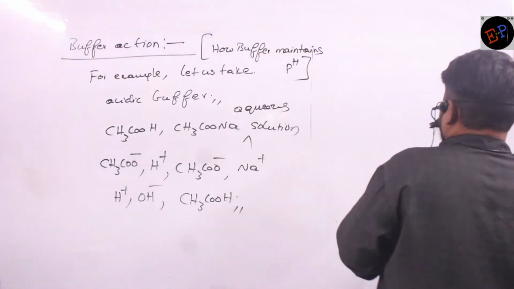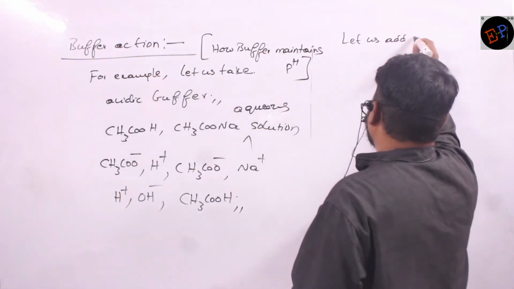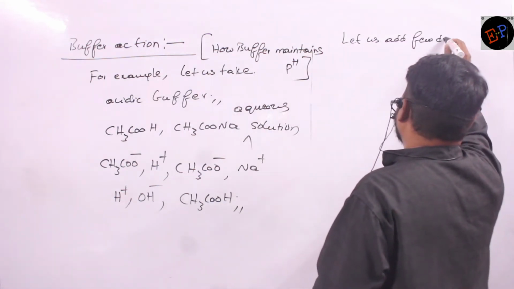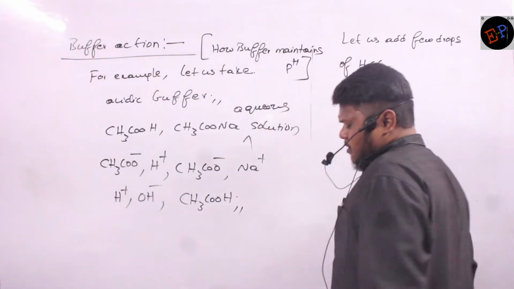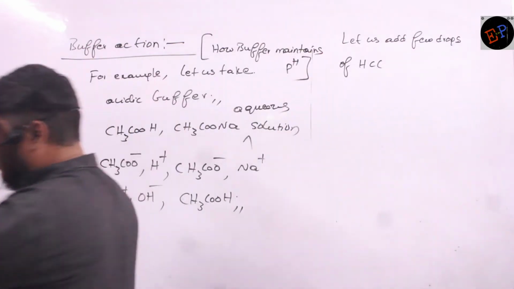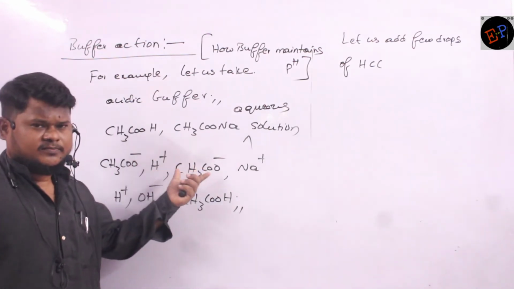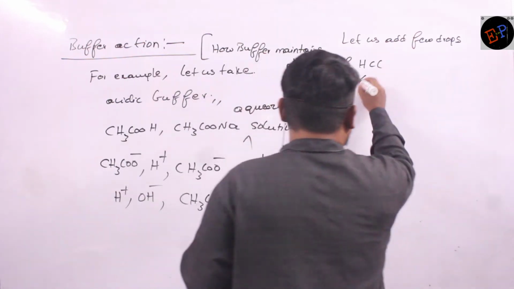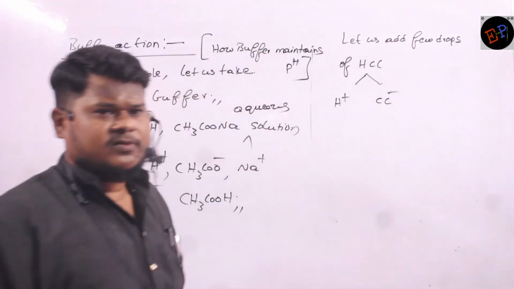So let us add a few drops of HCl. Okay, I am adding a few drops of HCl to this acidic buffer, which is an aqueous solution. Immediately, what happens to this HCl? It splits into H plus and Cl minus.